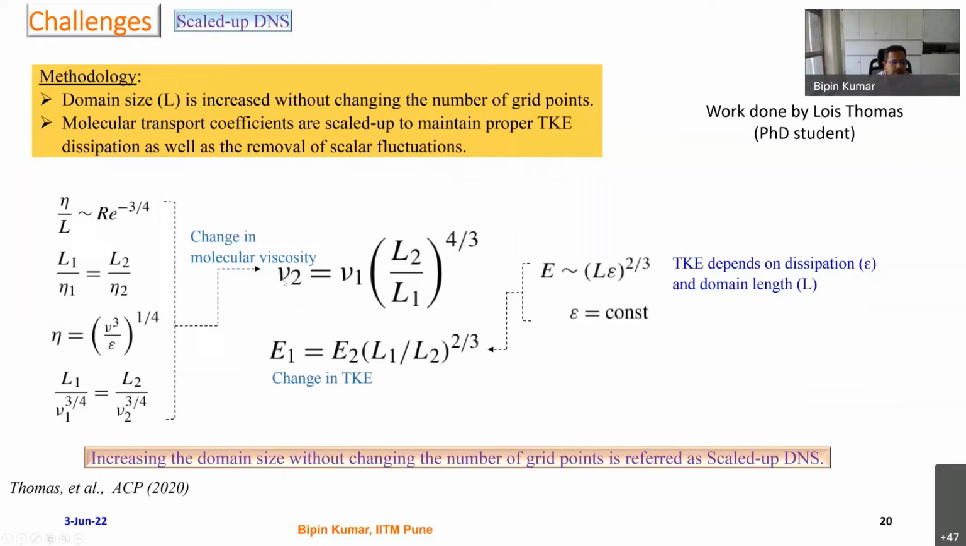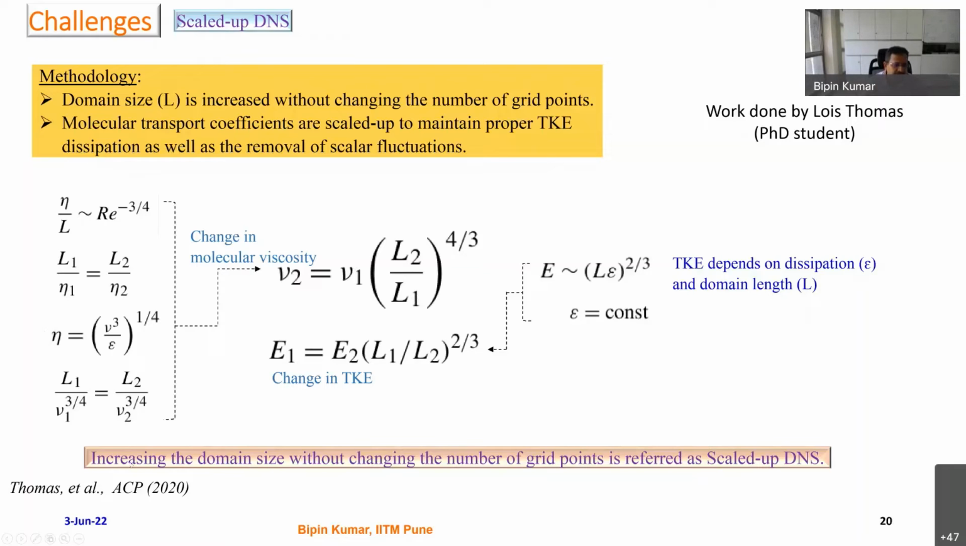What is happening here: this is the new viscosity, this is the old one, and this is L2 and L1. L1, L2 are the size, the length of the DNS domain. It is a cube, so we are talking about one particular edge. This is the way we are calculating, changing the molecular viscosity and the turbulent kinetic energy.